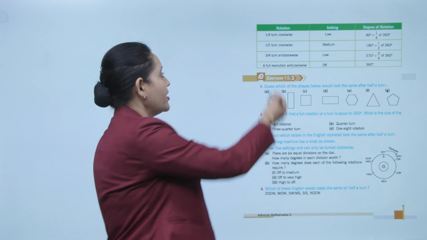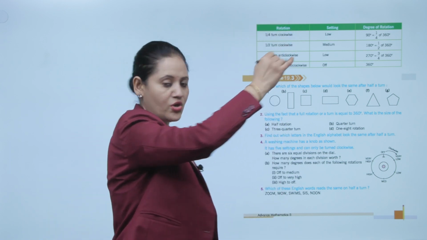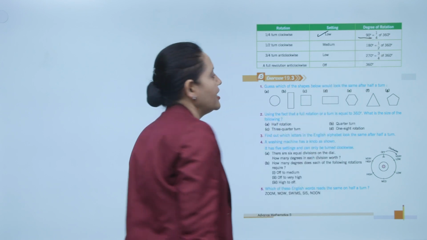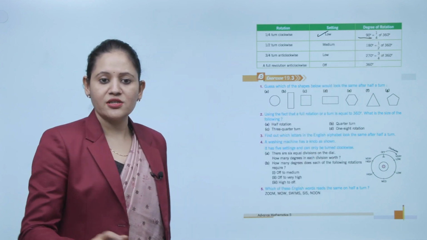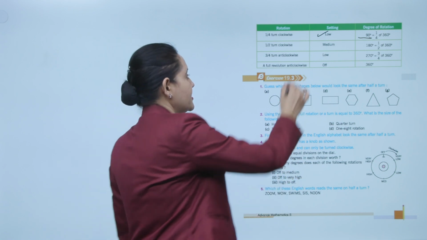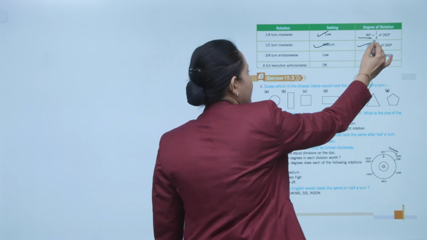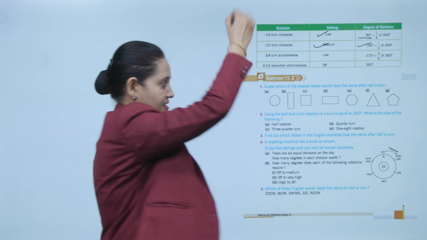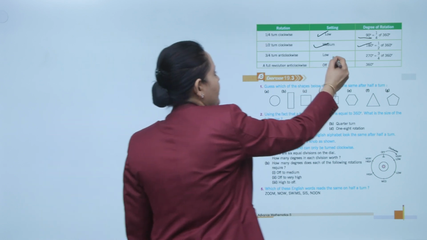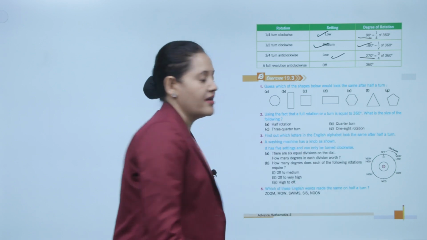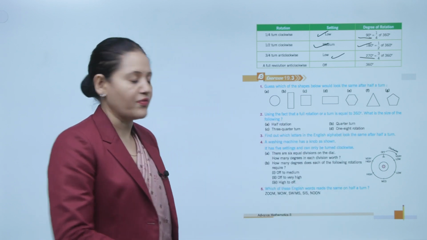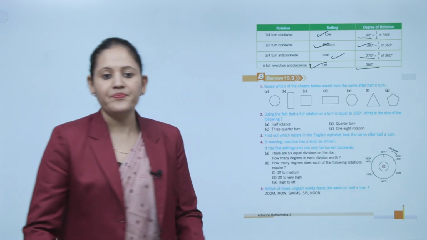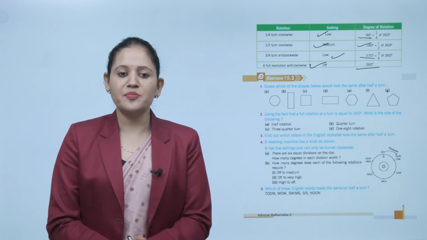Here, the 1/4 turn clockwise. So the setting will be low, rotating 90 degrees. 1/2 turn clockwise. Setting medium, rotating 180 degrees. Now, 3/4 turn anti-clockwise like this. Setting will be low, 270 degrees. The full revolution anti-clockwise. Setting will be off, 360 degrees. Clear? Next is exercise 19.3.